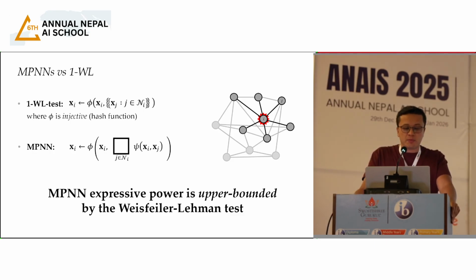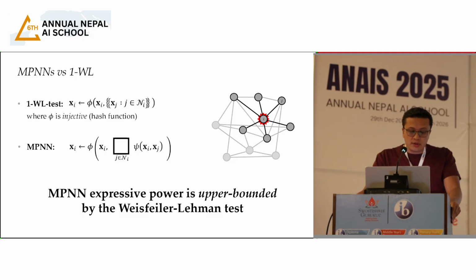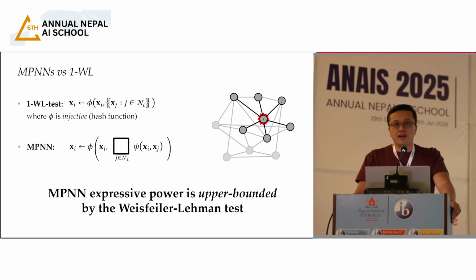So we have to aggregate somehow. So there is no aggregation in the WL test. And two, the function that we use, phi, is a learnable function now. We need to parameterize it, so we can't just take a hash function there, right?